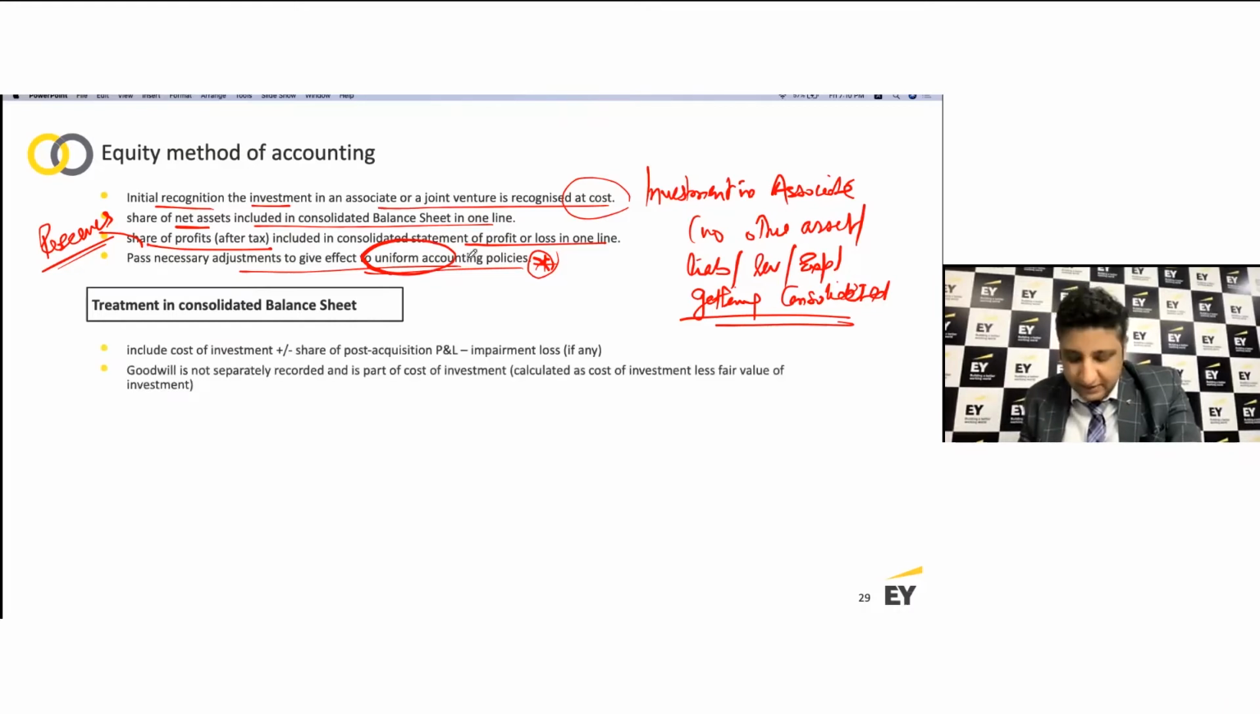So the treatment in the consolidated balance sheet is that your initial cost of investment, plus your share of post-acquisition profit, which could be a loss also, is carried. Of course, any investment may be tested for impairment, so even that is to be adjusted from the investment value. Now, importantly, the moment you're paying a premium to make an investment in an associate or a joint venture, we may say the premium is goodwill, but you do not record it separately.